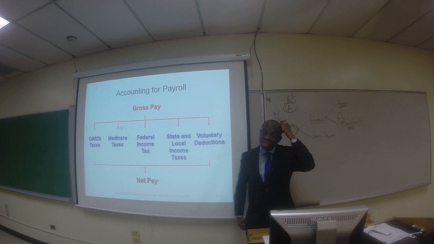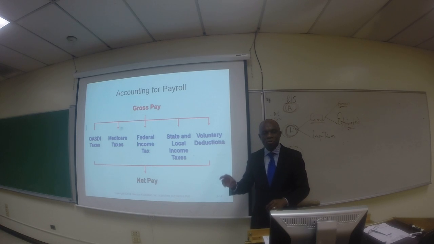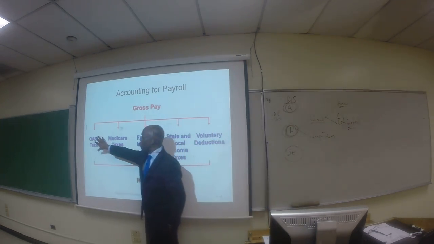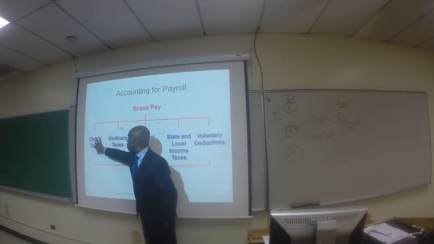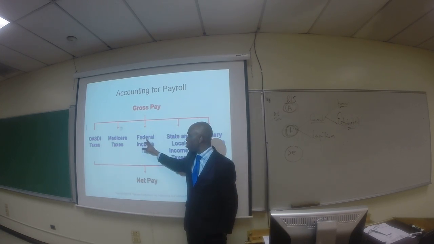So we also call this Social Security tax or FICA. Either way, it is divided into two parts. This is federal government imposed. These two combined make up Social Security tax. Then here's another federal government imposed tax. We call this federal income tax.